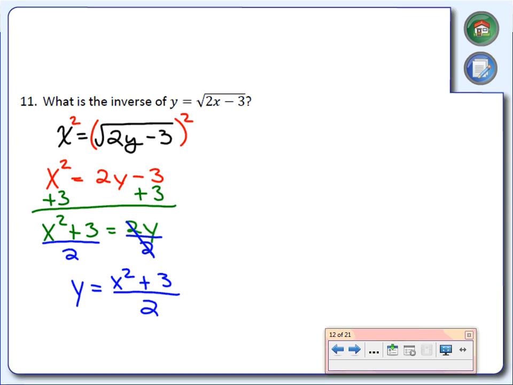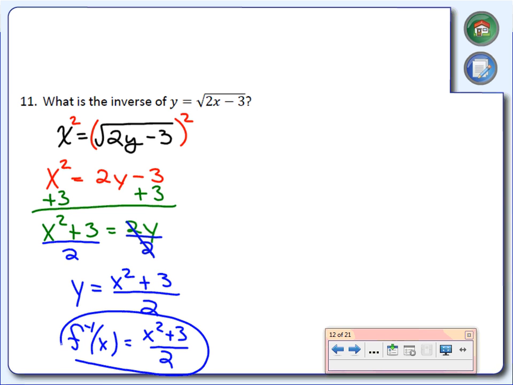Of course, we did have a certain notation that we used for inverses, and that was this right here, f with a little negative 1. f inverse of x equals x squared plus 3 all over 2. That was the notation that we used for inverses. Remember, the test is going to be multiple choice, so you should see one of those. It should be written down already for you.